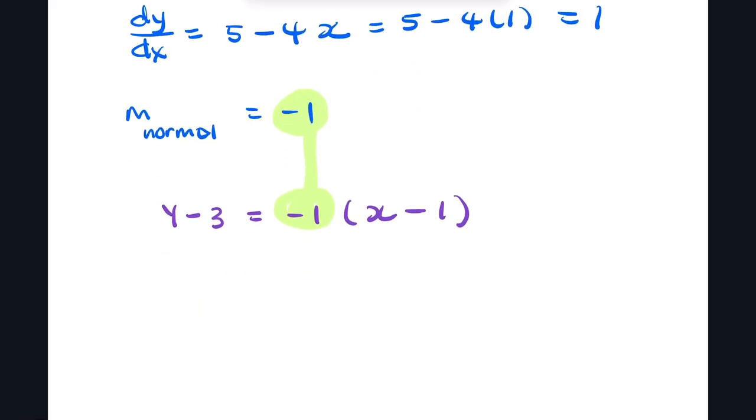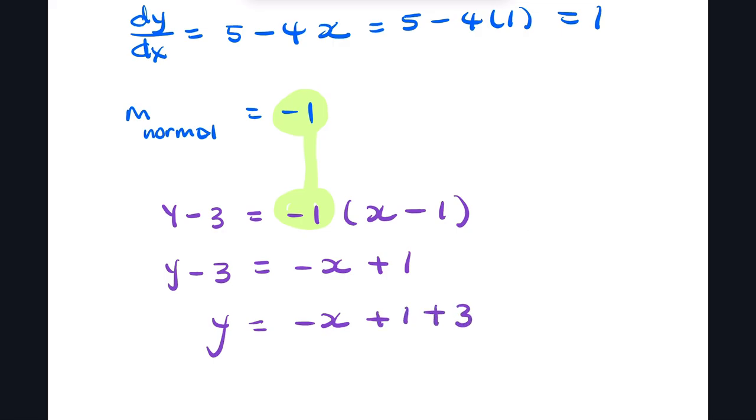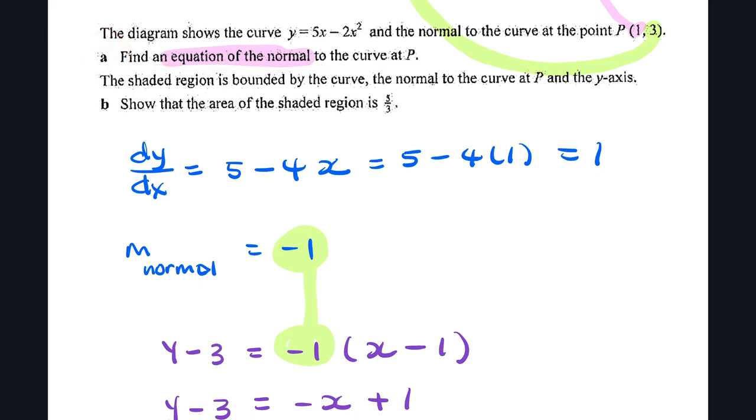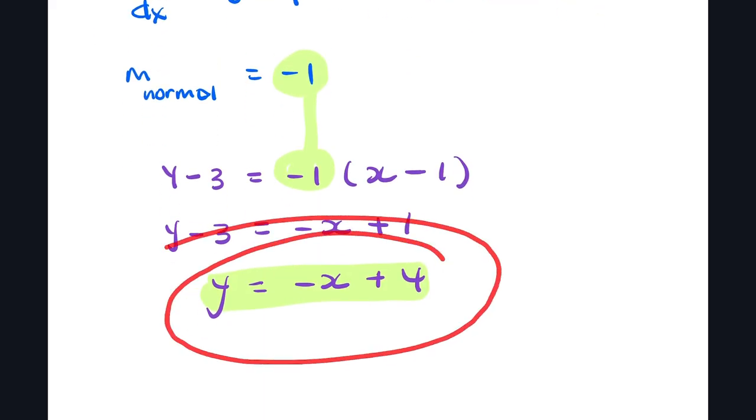So we can simplify this. If we multiply both terms by minus 1, we get minus x plus 1. So y equals minus x plus 1 plus 3. So that's minus x plus 4. So that's the equation for the normal. So part A was find the equation for this line. That's the answer for part A.